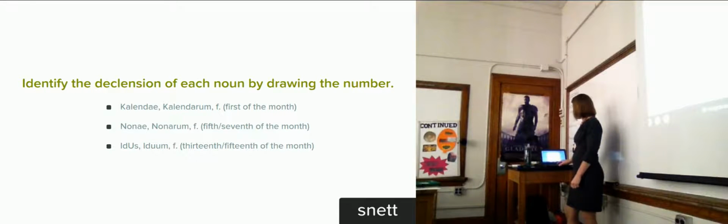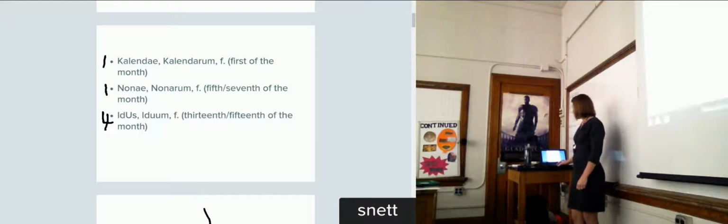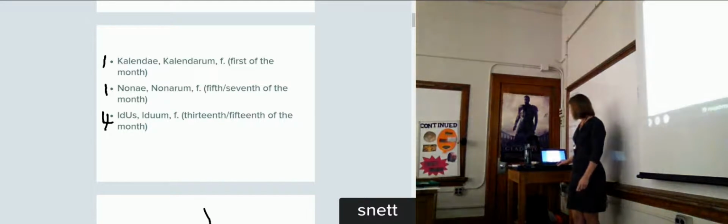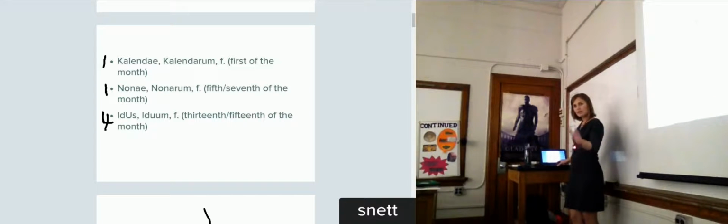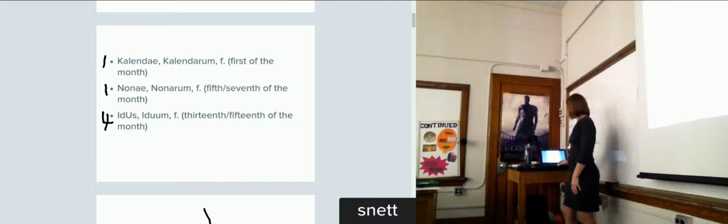All right. 1, 1, and 4 are your correct answer. The AE and arum are first declension endings, and then idus, iduum are fourth declension endings. Kudos to those of you who got the fourth declension. That's a harder one. In a dictionary entry, it'll all have the same declension instead of having different declensions with it. So 1, 1, and 4 is what we were looking for.